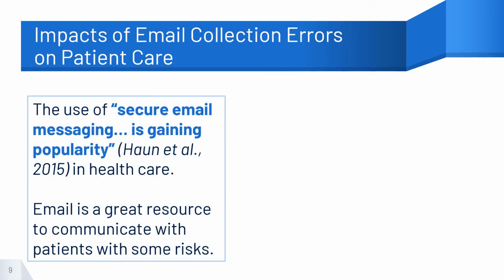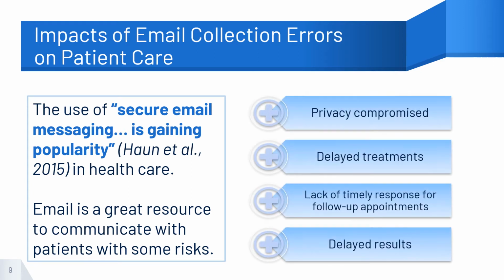The use of secure email messaging is gaining popularity in healthcare. Benefits for the patient include quicker access to laboratory results, improved appointment management, and streamlining the process for medication refills. On the contrary, there are also risks, such as a patient's privacy being compromised. Another issue that may arise from inaccurate email collection is delayed treatments. An incorrect email address could also lead to the lack of a timely response for follow-up or delay the communication of time-sensitive results.